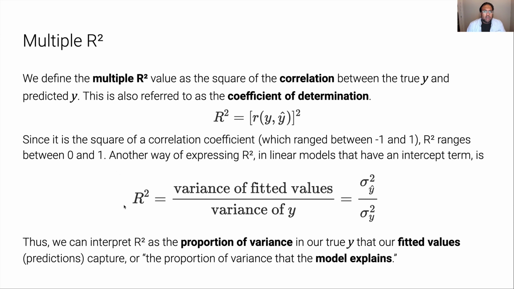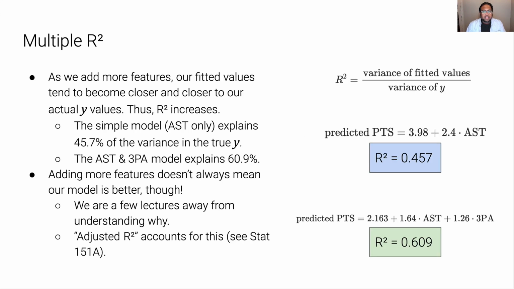So you can think of the R squared value as being the proportion of variance that we are able to explain using our model. Now, just as when we looked at root mean squared error, it's important to note here that as we add more features to our model, our fitted values or our predictions tend to become closer and closer to our actual y values. And so the R squared value tends to increase.